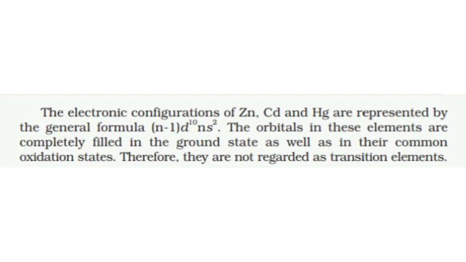The electronic configurations of Zn, Cd and Hg are represented by the general formula (n-1)d10 ns2. The orbitals in these elements are completely filled in the ground state as well as in their common oxidation states. Therefore, they are not regarded as transition metals.